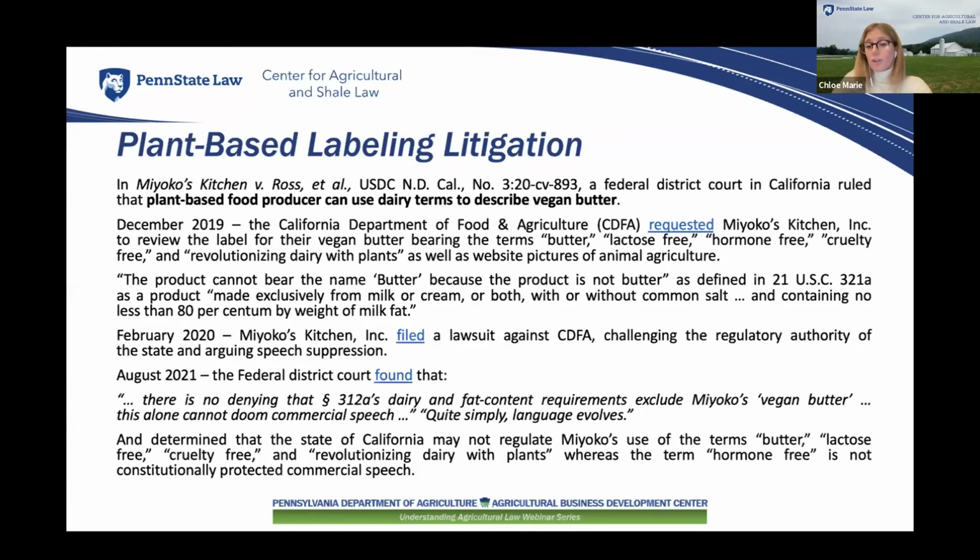So the state argued that the federal definition of butter, which was initially enacted in 1923, reflects what consumers believe is butter. So the court agreed in part with Miyoko's and held that, put quite simply, language evolves, and rejected that the 90-year-old federal definition bears heavily on consumers' understanding of butter. And for that, the court ruled that the state cannot restrict Miyoko's use of the term butter on the label.